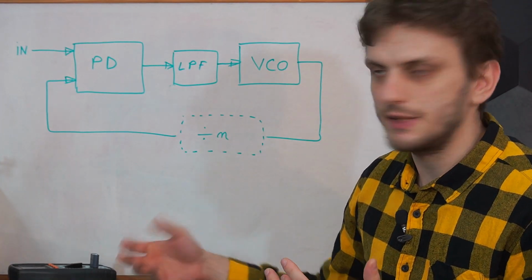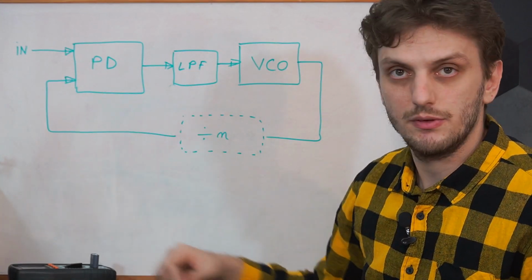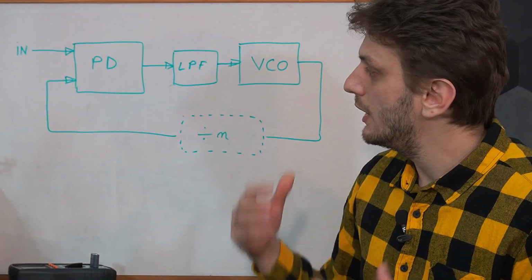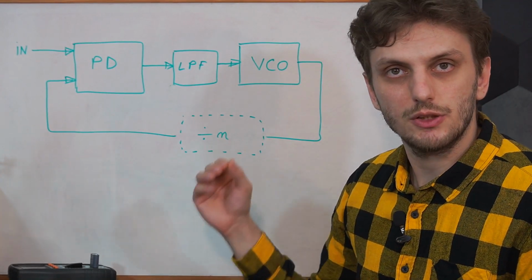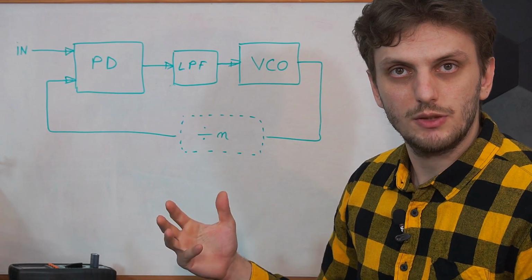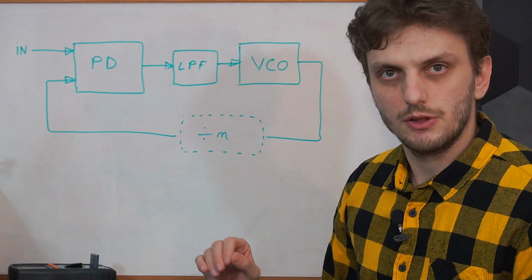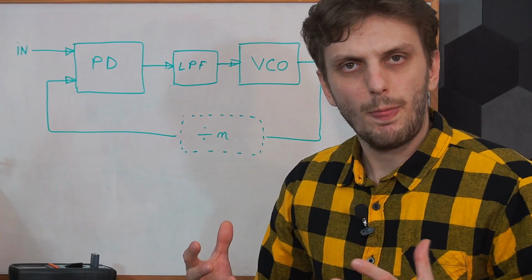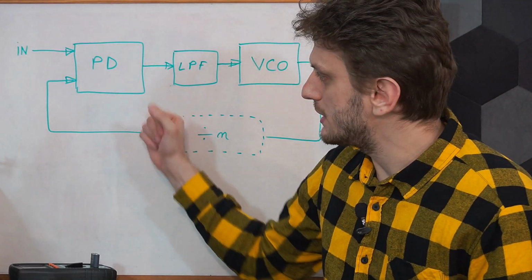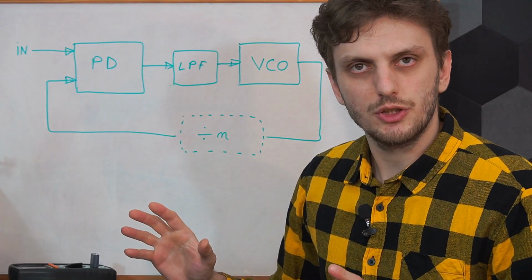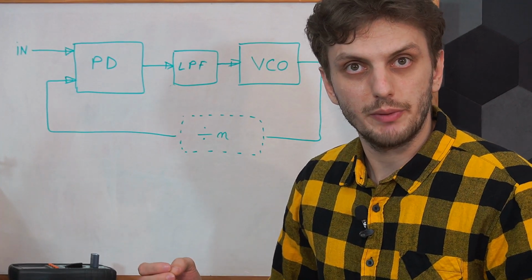So the loop will stabilize when the two input signals have, first of all, the same frequency, and regarding phase, depending on how the phase detector is built, it will either lock on a phase difference of 0 degrees or some other value. Now, to get a better understanding of how this phase detector works, let's have a closer look at the signals that it will be trying to compare.